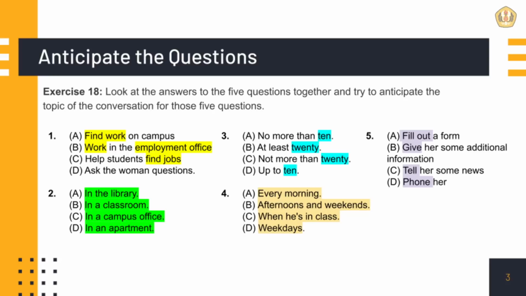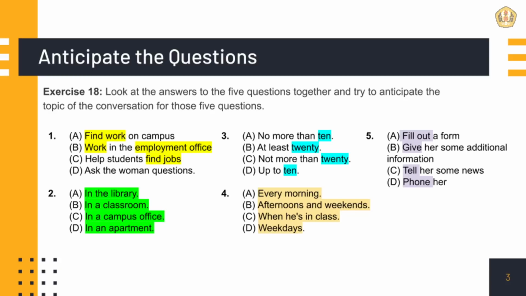Number four, let's listen to number four. When can the man work? It's a question of when, right? So the man actually said that he can work afternoons and weekends, because all of his classes are in the morning, so he can only work in the afternoons and weekends.